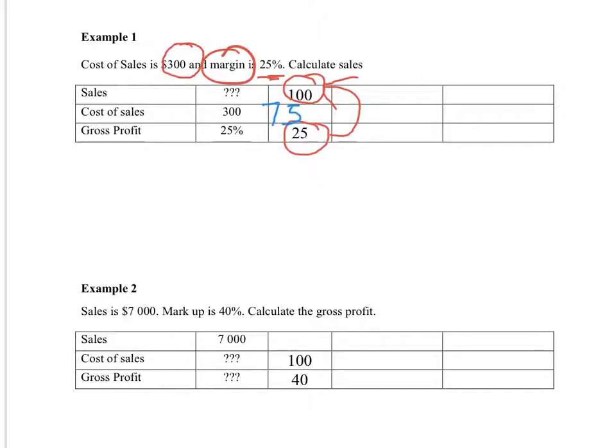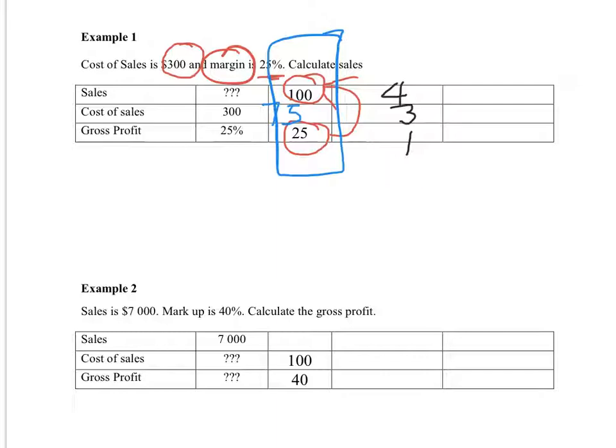Now look at the relationship between sales, cost of sales, and gross profit in this column here, in my simplified column. Can we simplify it even further? Yes, we can. And when we simplify it further, you'll find that your basic maths tells you that sales becomes 4, cost of sales becomes 3, and gross profit becomes 1. And that is the relationship between sales, cost of sales, and gross profit.